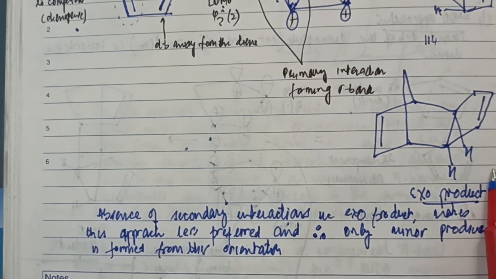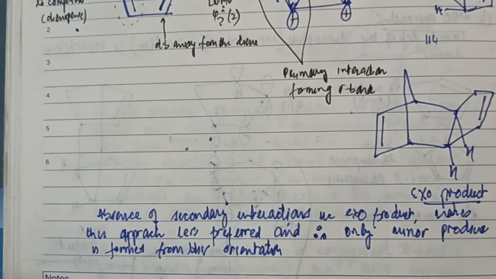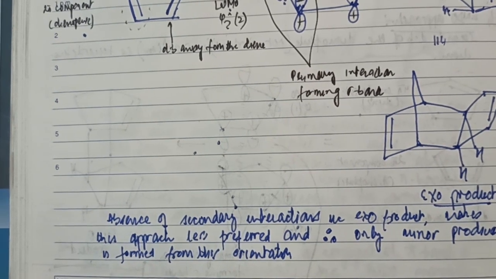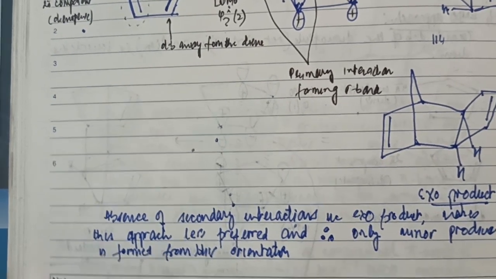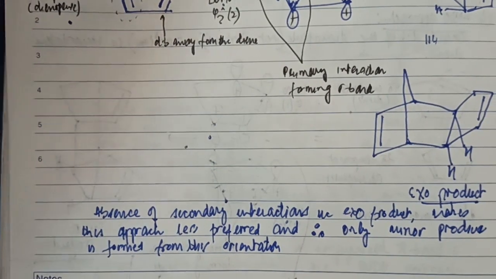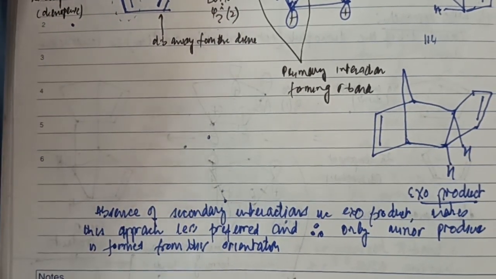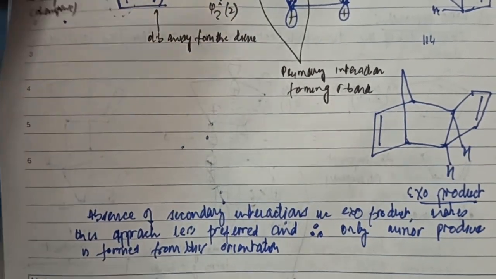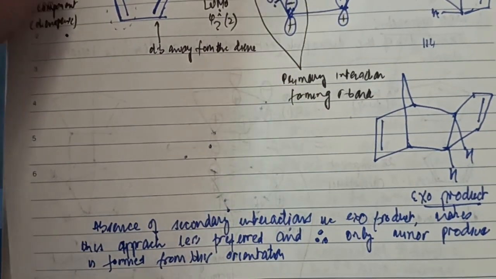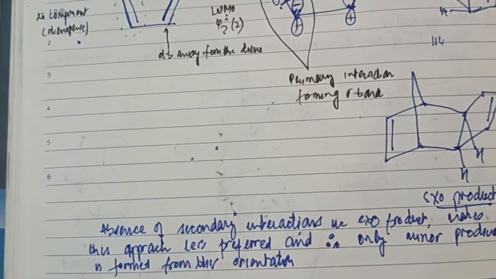So this exo product will be the minor product of the two, and the endo product will be the major product of the two. So if I had to sum up this entire cis endo rule, I'd say the cis endo rule is largely applicable to cycloaddition reactions, but it is more applicable to the Diels-Alder cycloaddition reaction.